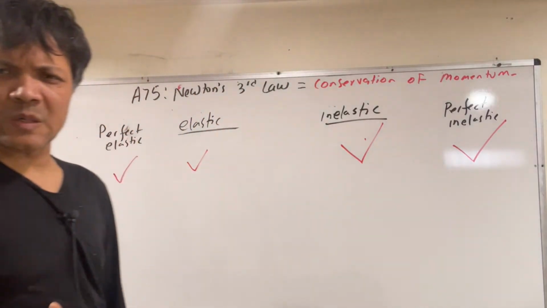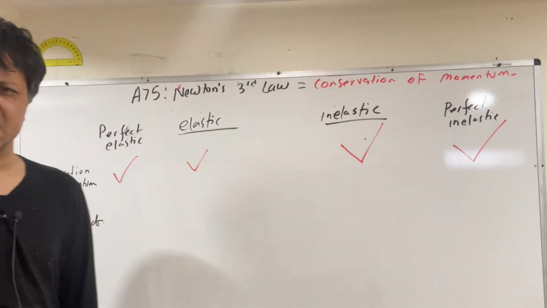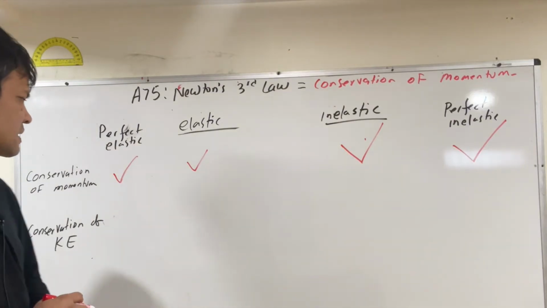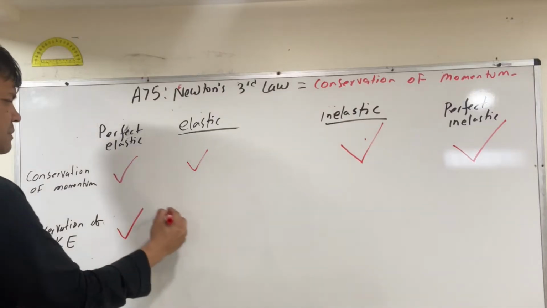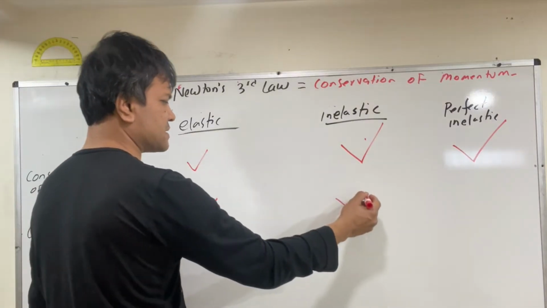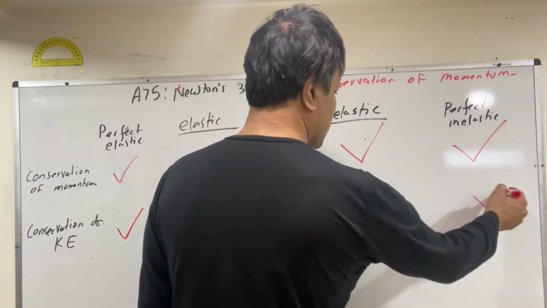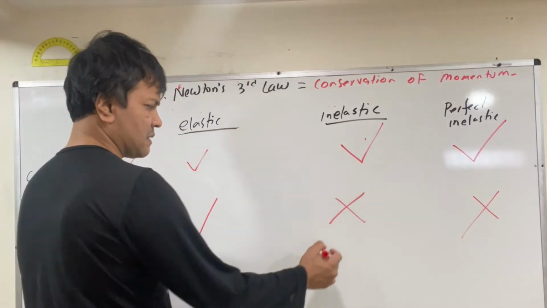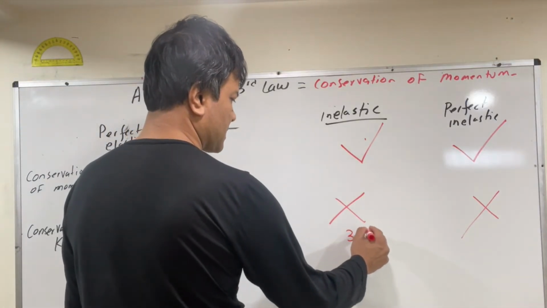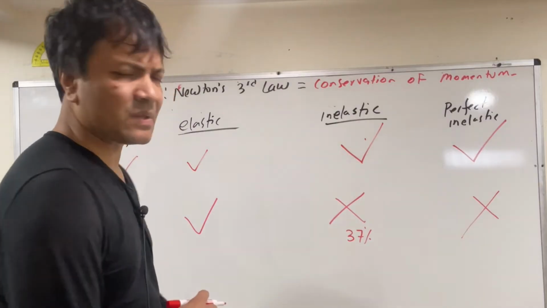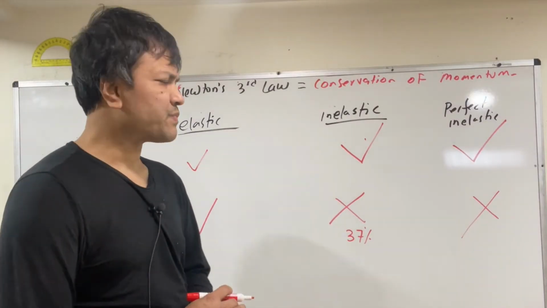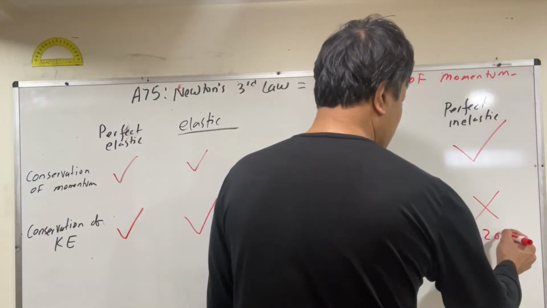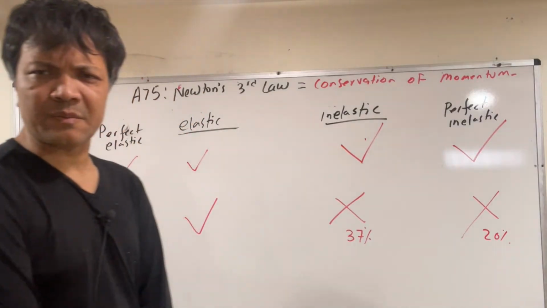So what do we learn? In all types of collision, momentum is conserved. Momentum is conserved regardless of the type of collision. Now let's see kinetic energy. Kinetic energy conserved, kinetic energy conserved, kinetic energy not conserved, kinetic energy never conserved, right? In this case, I believe you can get about a maximum of about 37 or less than 40 percent kinetic energy conserved. And here I think 20% or less kinetic energy is conserved, more or less.